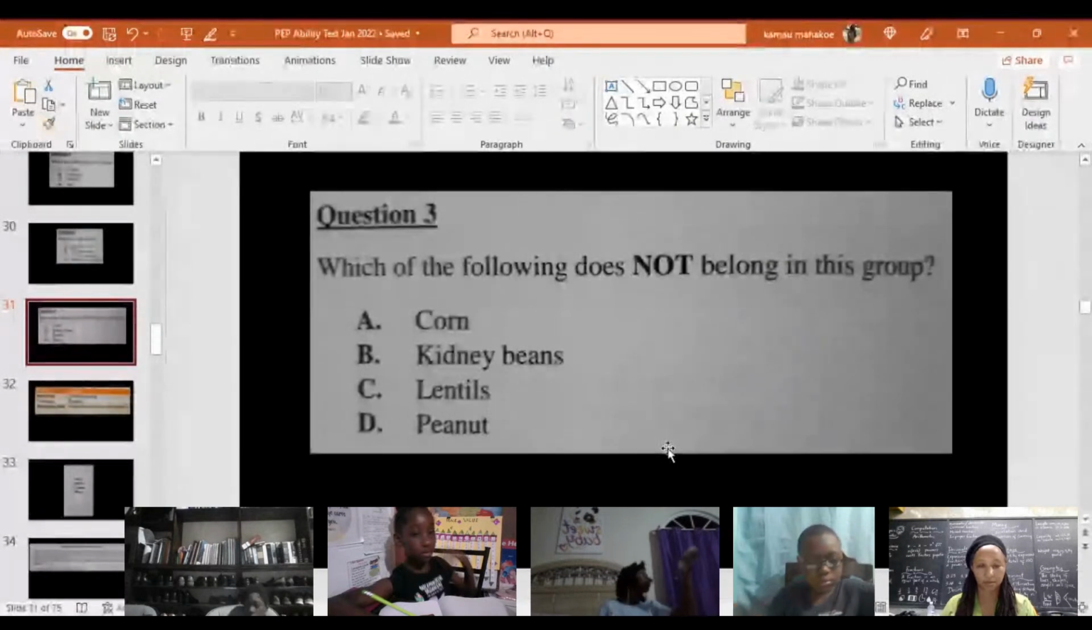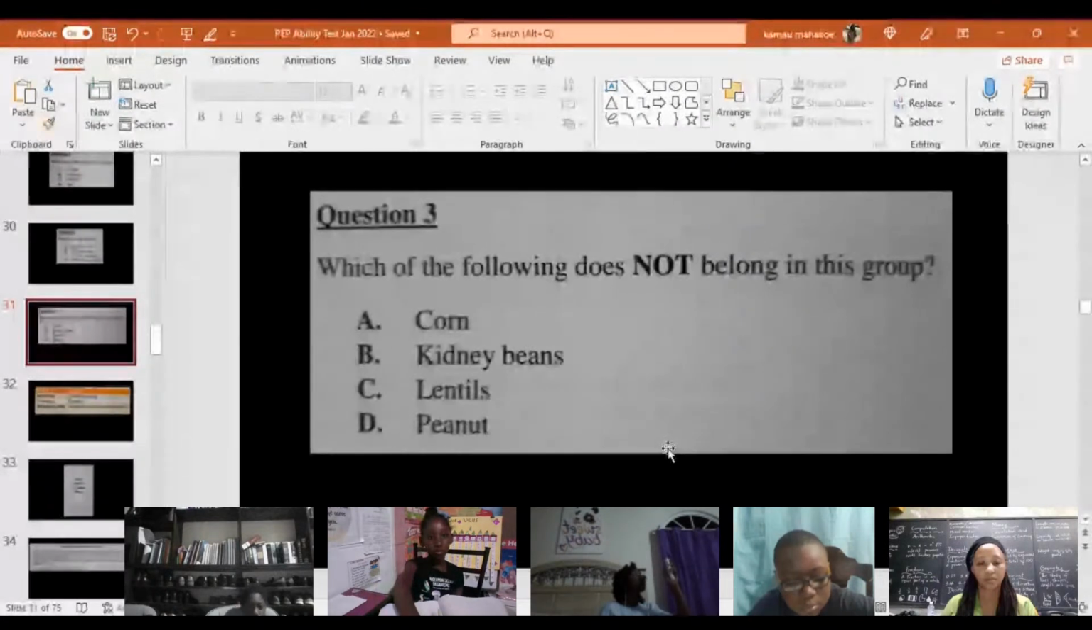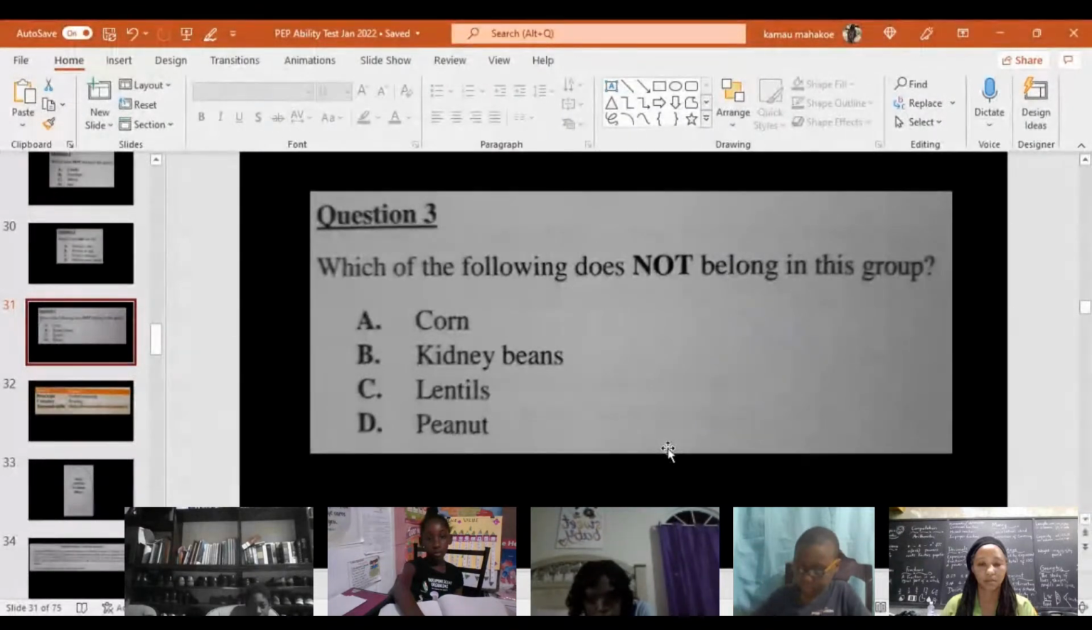Amari, could you read question 3, please? Okay, miss. Question 3. Which of the following does not belong in this group? A. Corn. B. Kidney beans. C. Lentils. D. Peanuts. Okay.